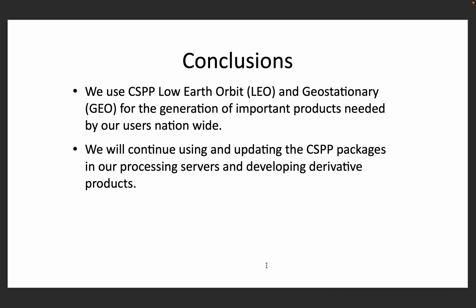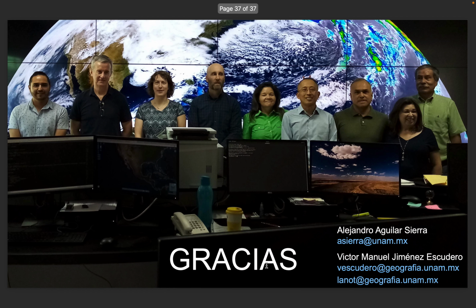And I don't know if it was too fast, but the conclusions. We use CSPP, low Earth orbit, LEO, and geostationary, GEO, for the generation of important products needed by our users nationwide. We will continue using and updating the CSPP packages in our processing servers and developing derivative products. And this photo is from the workshop. I guess you can recognize some faces here.